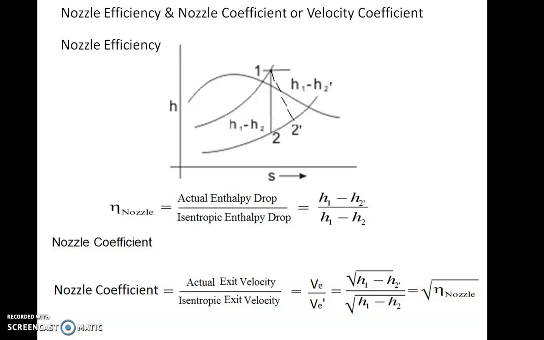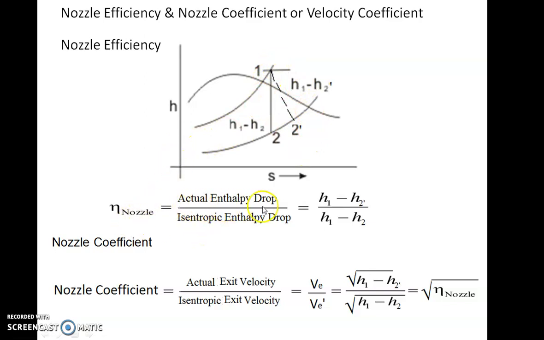Let us quickly see the nozzle efficiency and nozzle coefficient or velocity coefficient. What do you mean by nozzle efficiency? Now we know that in a nozzle the flow takes place isentropic. Ideal flow is isentropic, 1 to 2, but in the actual flow there is friction in the nozzle. Because of friction there is a loss, and that's why there is a nozzle efficiency.